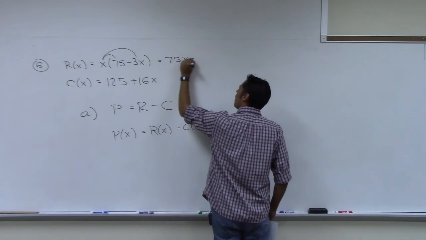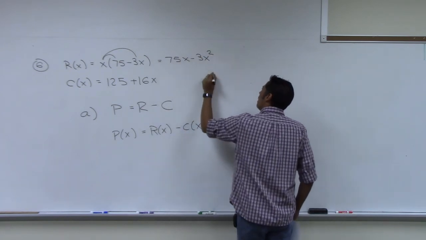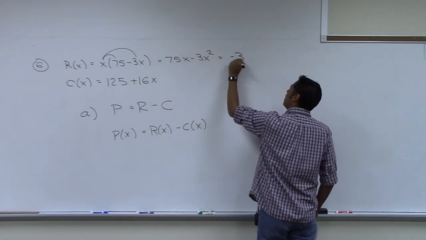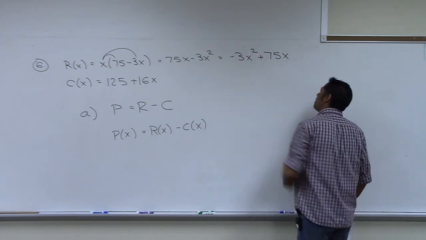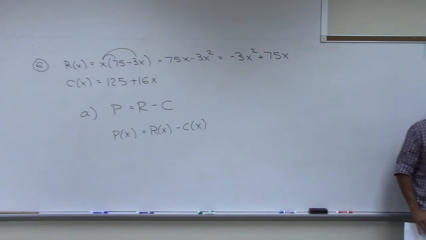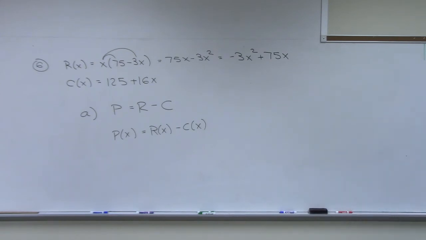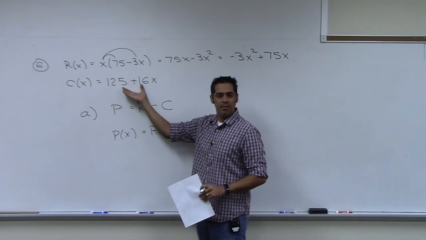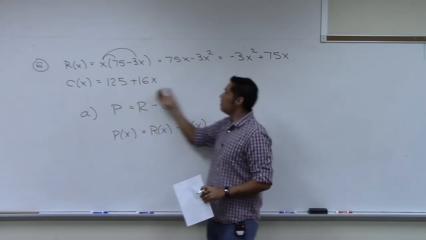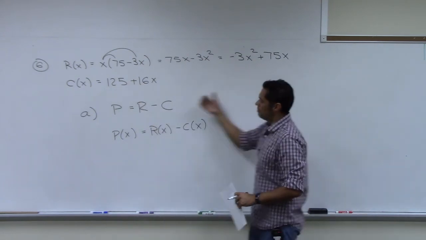75x minus 3x squared. And I'm actually going to rewrite that in descending order. That means the highest power of x down. I'm doing that purely out of convenience in knowing where I'm going with this. I know that I have to take that and subtract this, right? That's what I have to do. Take this function and subtract this function.